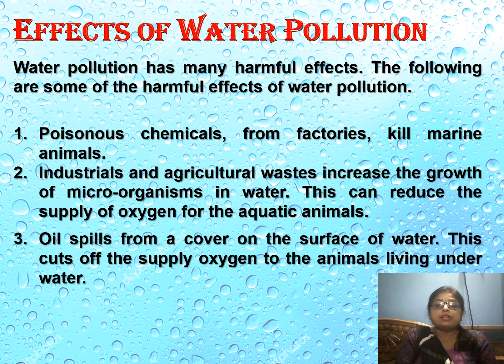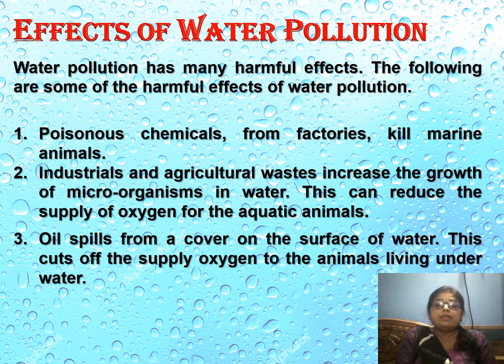Poisonous chemicals from factories kill marine animals. Which poisonous chemicals, which you have seen in the picture, mix with the water and kill all the marine animals, means aquatic animals, because they make the water impure, and when aquatic animals use such water, they can lose their life.